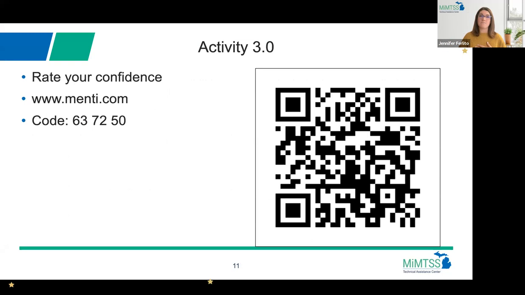So we're gonna do one last Mentimeter, and I would love for you to scan the code. There are gonna be three statements that you're gonna rate your confidence. So rate how confident you are in these three statements. I personally had very low confidence in all three of these areas. So no matter where you are in your journey, it is absolutely okay.